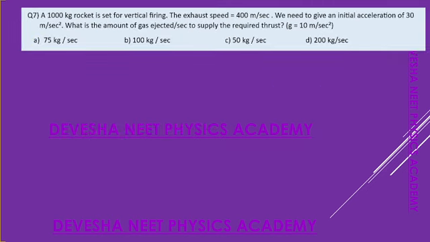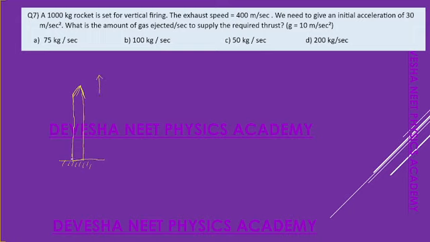In the earlier question, question 6, we had a scenario where we had a rocket which is firing towards the top, right? So here also we have a 1000 kg rocket which is set for vertical firing. So how will the rocket look like? Imagine that this is a rocket, and this is the surface of Earth. Now this is supposed to be moving up.